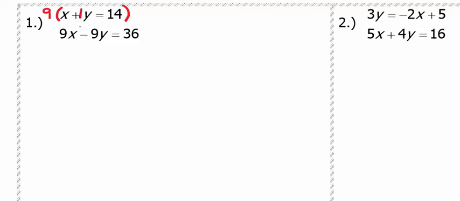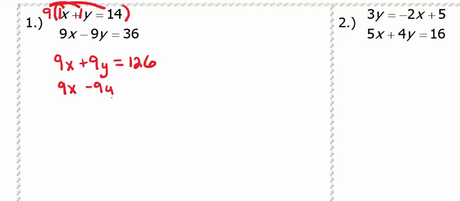I have a 1y. Just notice the coefficients in front of x and y are 1. If you would like to, let's actually move that parenthesis and let's put a coefficient of 1 with the x as well. Okay, let's do the distribution. 9 times 1, 9 times 1, 9 times 14. That will give me 9x plus 9y equals 90 and 36 should be 126. Let's bring down our bottom equation, negative 9y and 36.